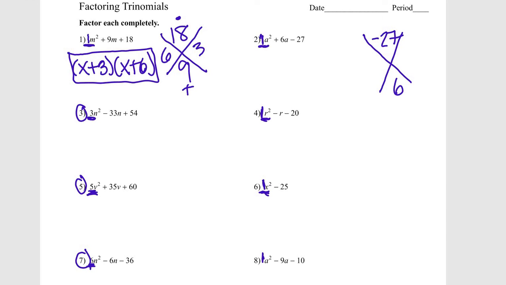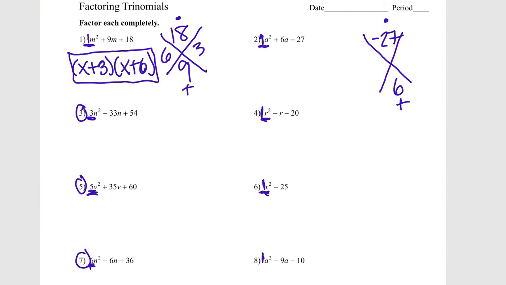Okay, so starting problem 2, I made the diamond, or the X, whatever you want to call it, using the constant term on top and the coefficient in front of A on bottom. So we have to think of two numbers that multiply to negative 27 and add up to 6.